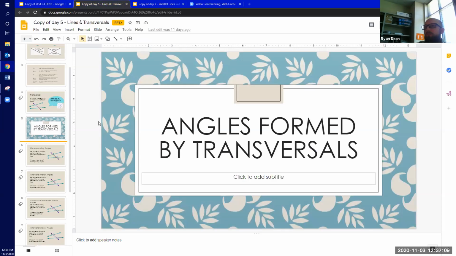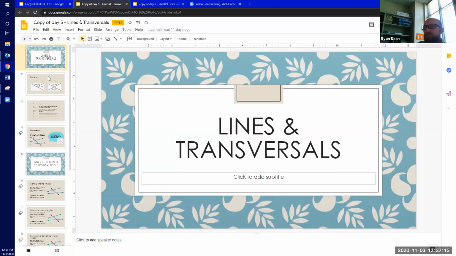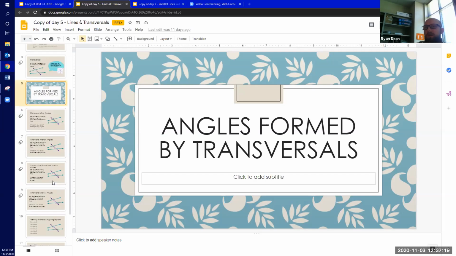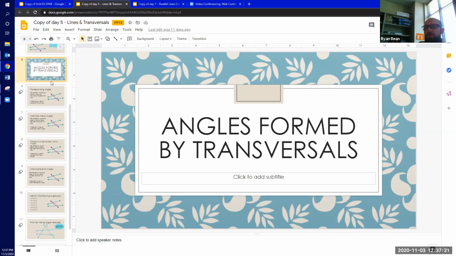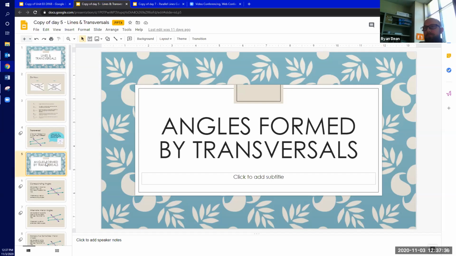Okay, here's the PowerPoint that we're going to be scrolling through. So we've got lines and transversals. We're also going to talk about angles formed by transversals, and we're going to take this information, the angles formed by transversals, and in the next video, we're going to come up with different angle pairs that we can find missing measures for. So that's where we're heading in this unit.